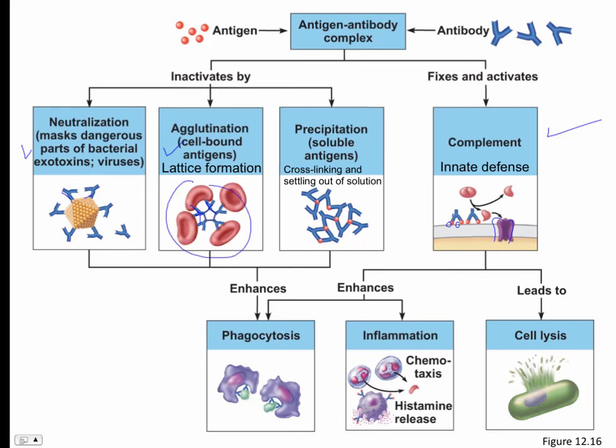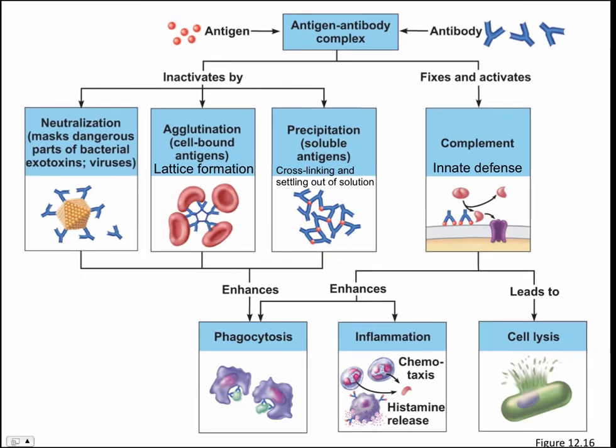And then finally, we have precipitation, and this involves cross-linking all of these solutes out of the solution, and eventually these will all settle out. And so these three, neutralization, agglutination, and precipitation, will enhance phagocytosis and get rid of those antigens by our body. Complement will also enhance phagocytosis, but it'll lead to cell lysis, bursting open anything that's considered foreign, also leading to chemotaxis.